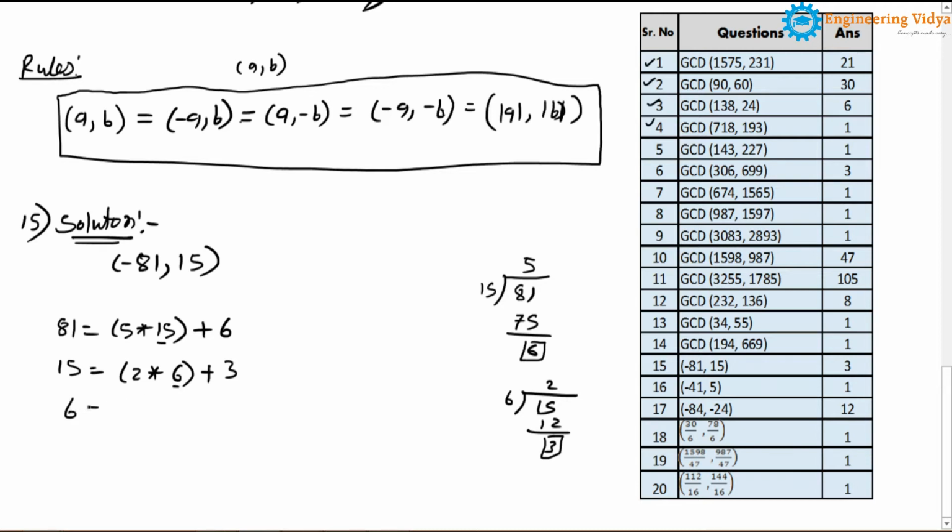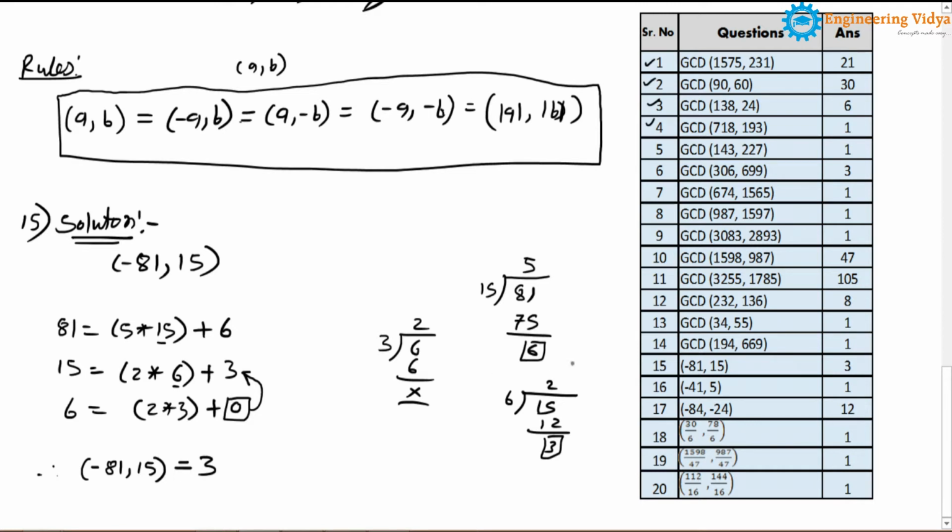Now here we have 6, so we'll write 6, and 6 will be divided by 3. 3 twos are 6, so we write 2 into 3, and the remainder will be 0. Once the remainder is 0, it means this is the end of the steps, and the remainder before the 0 can be considered as the GCD. Therefore GCD of minus 81 and 15 is nothing but equal to 3.